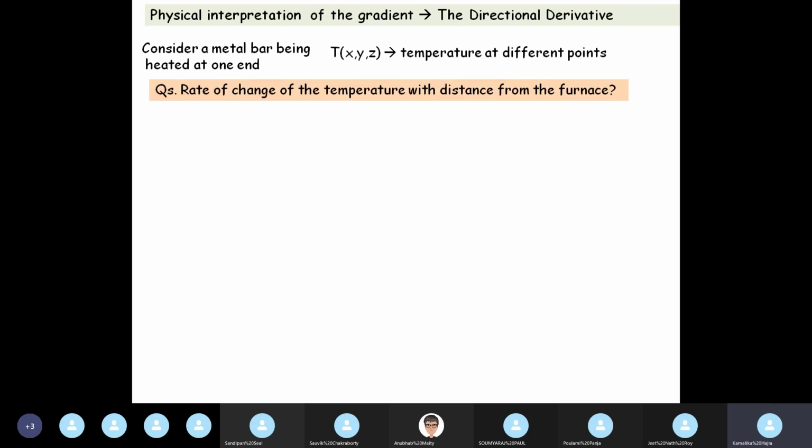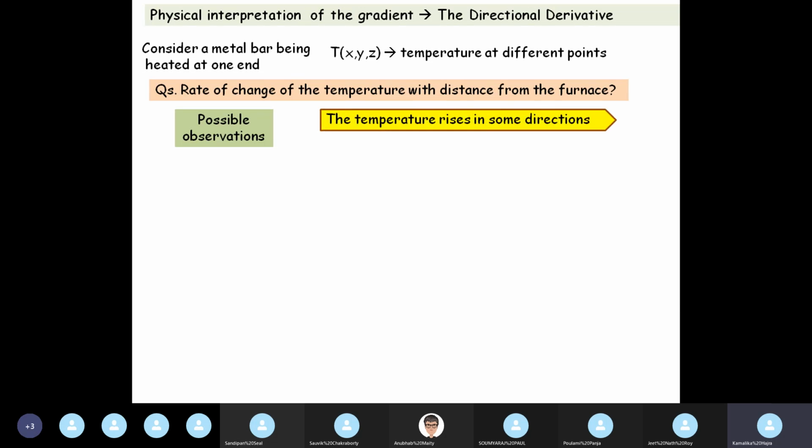Now if I ask you a question, what is the rate of change of the temperature with distance from the furnace, what will be your answer? What are the possible observations that can happen? Either the temperature rises in some direction. If you are going from the further end towards the end nearer to the furnace, you will see that the temperature rises. If you start from a point nearer to the furnace and go in the other direction, then temperature will fall.